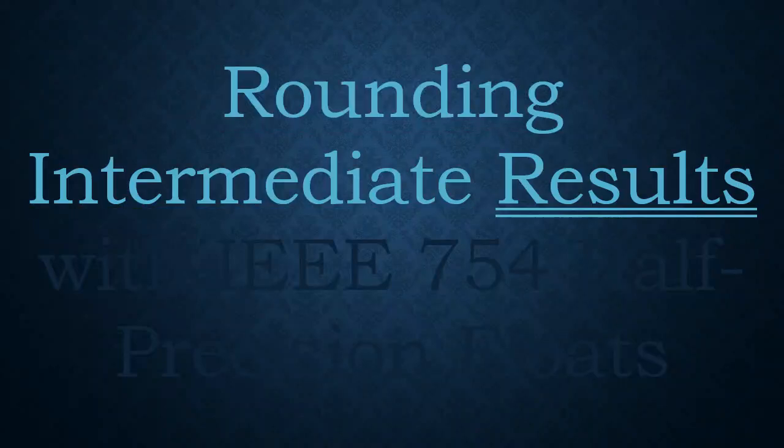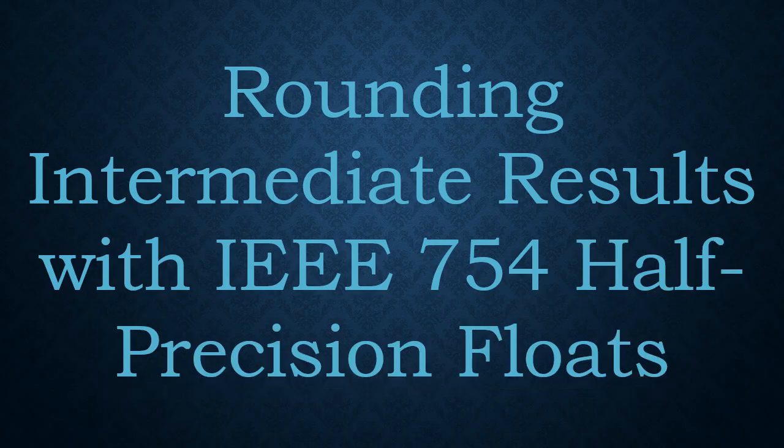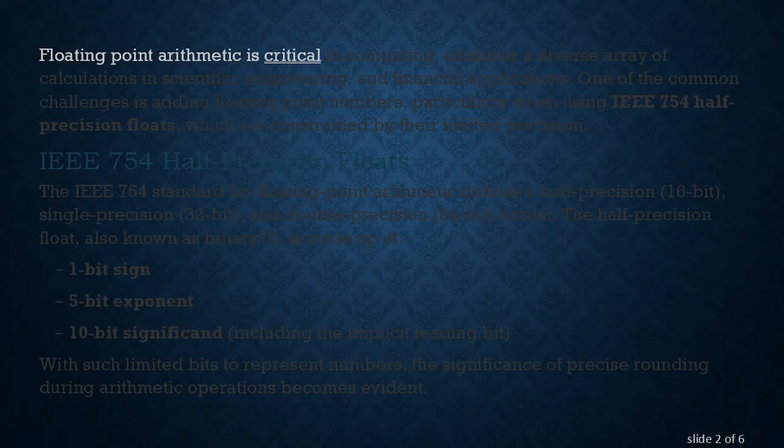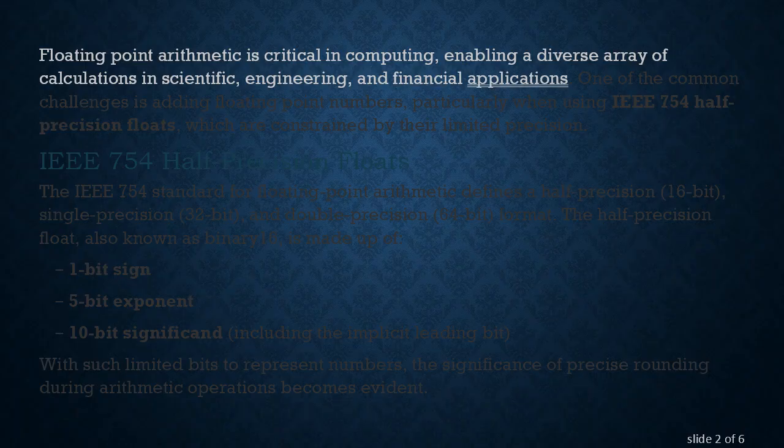Rounding intermediate results with IEEE 754 half-precision floats. Floating-point arithmetic is critical in computing, enabling a diverse array of calculations in scientific, engineering, and financial applications.